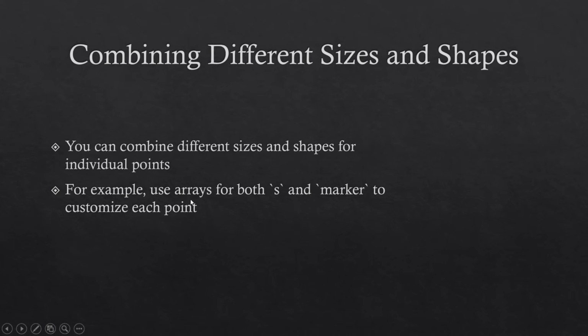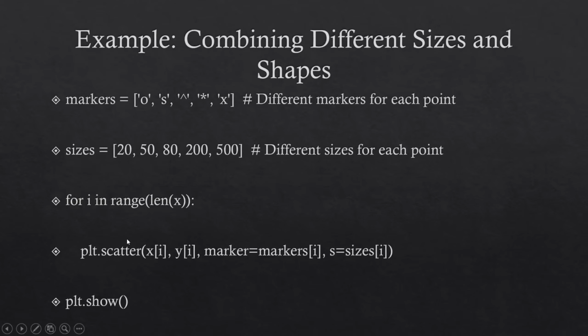You can combine different size and shape for individual points. For example, use arrays for both s and marker to customize each point. Markers, different markers for each point. Sizes 20, 50, 80, 200, 500, a different size for each point.